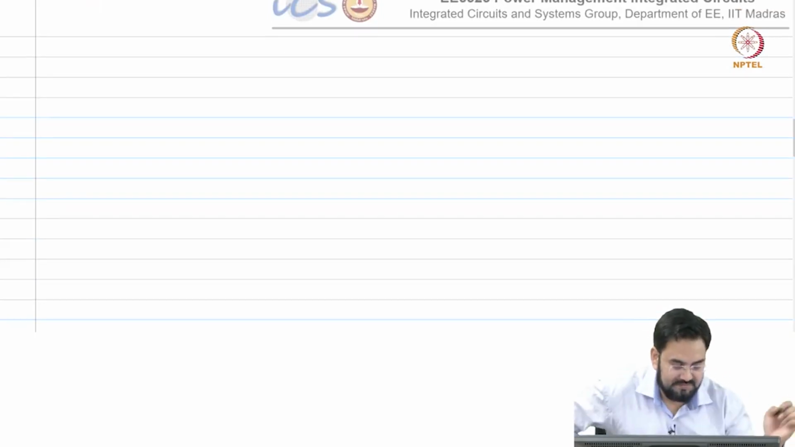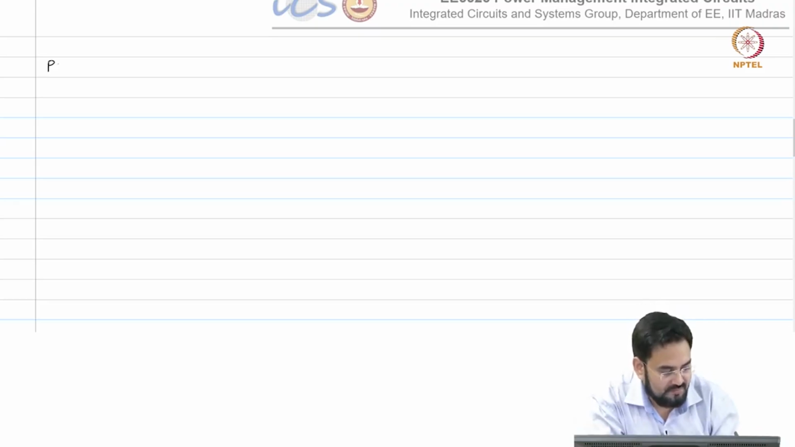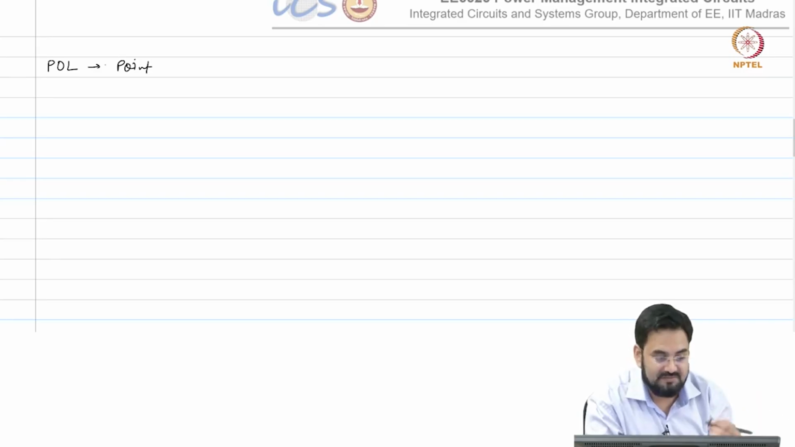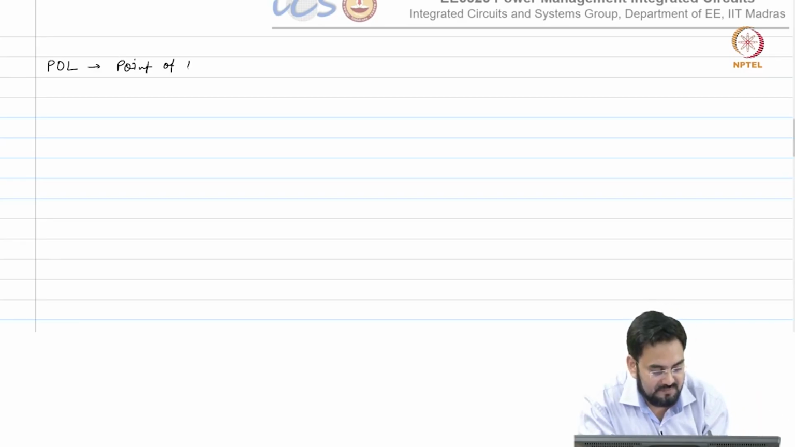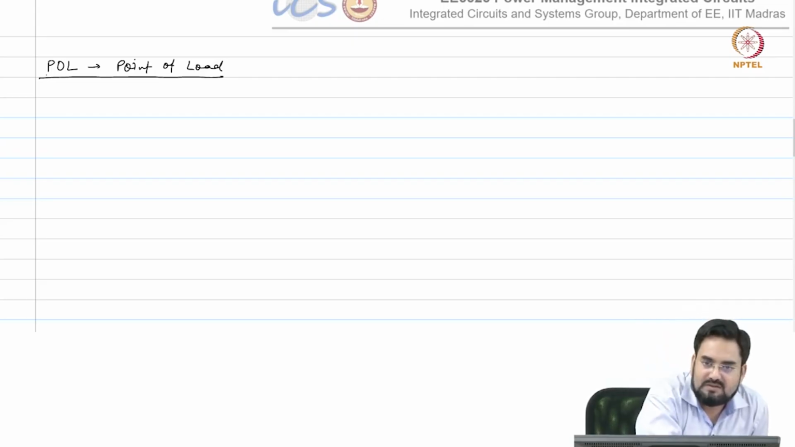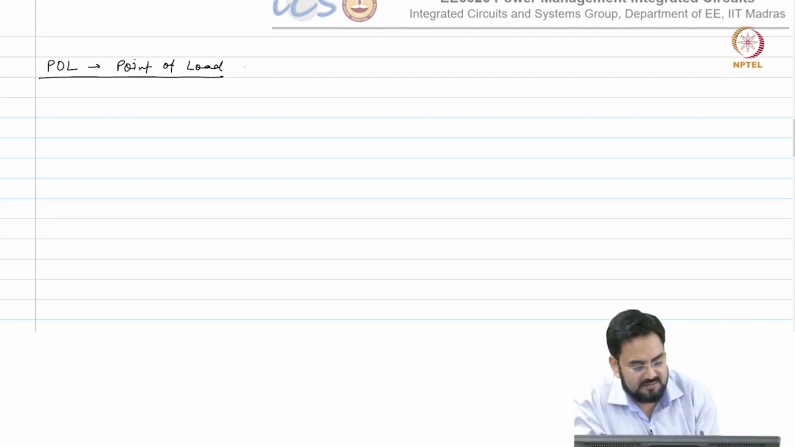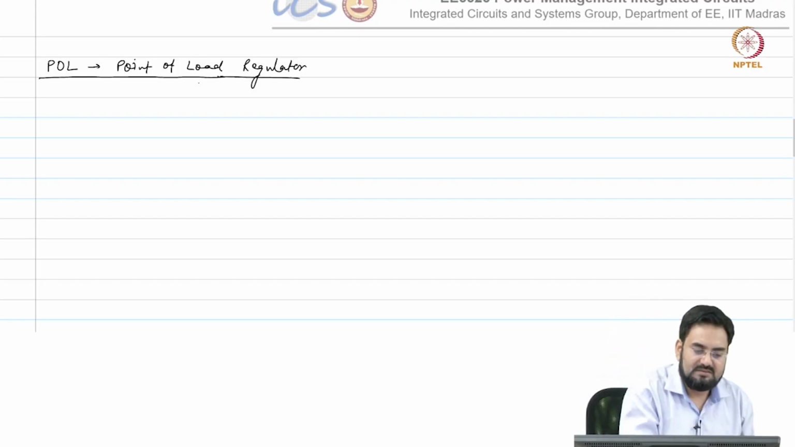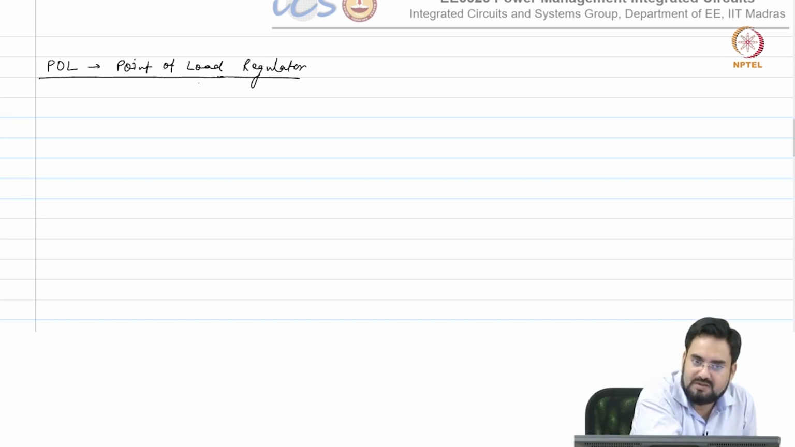So, next one is POL. So, this is more or less related to the previous feedback case, point of load. Anybody has heard this term, point of load? Point of load regulator we call it. And you can easily guess from the definition, point of load, which means you are putting the regulator at the load point actually.